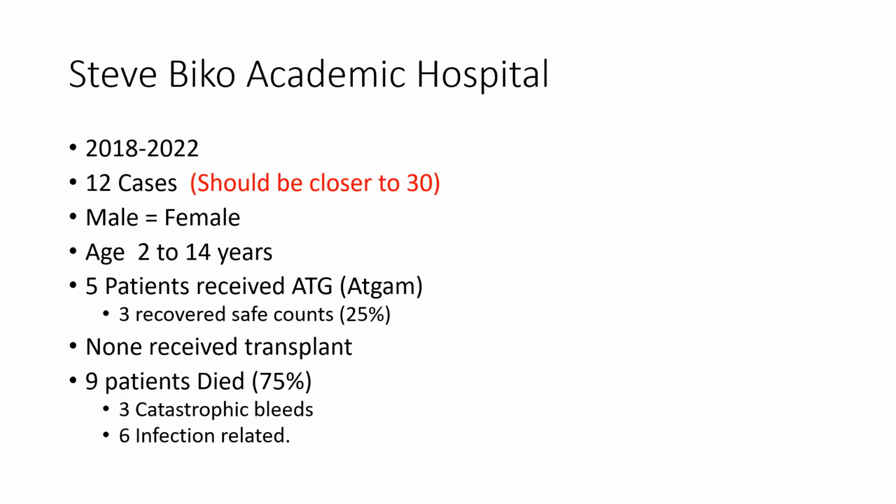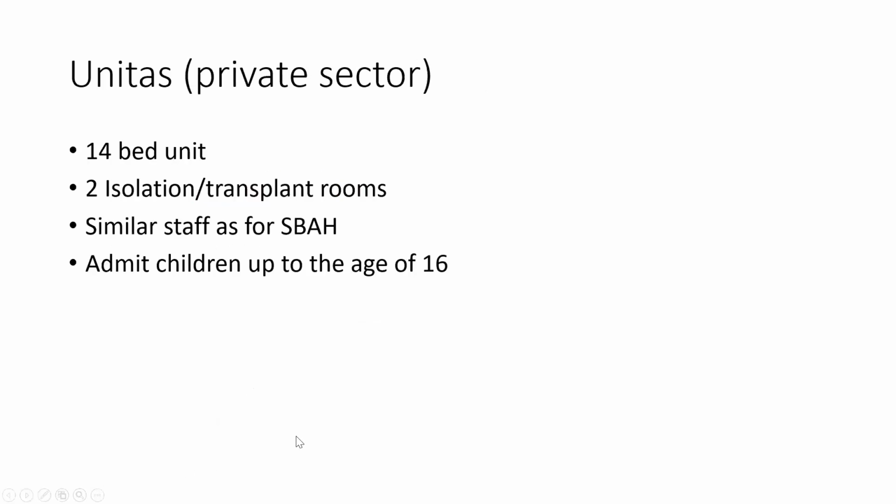Of those 12 patients, 9 patients died, 3 with catastrophic bleeds and 6 with infections. Although not all 9 died in hospital, many of them died at home, and the diagnosis of how they died, or the assumption of how they died, was based on history from the family. So that, in my mind, paints a reasonably bleak picture of severe aplastic anemia in the public sector. In the private sector, it's slightly better.